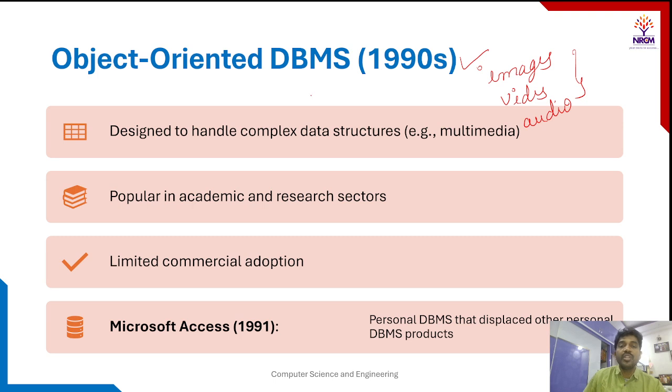To overcome that issue, they introduced one more model, the object-oriented DBMS, in the 1990s. The main purpose of this model is to handle complex data structures like multimedia, and it is popular in academia and research, because if you do any research, we need to manage the data, I mean images, videos and audio. So many data sets are there, in different formats. How to manage and work with all kinds of data? For that kind of data, the object-oriented DBMS plays a vital role, and it has limited commercial application.